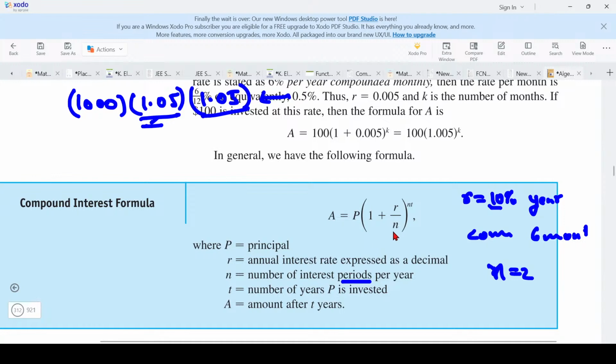Instead of saying 6 months, he is saying 2 times per year. It doesn't matter. So if it is 10, two times per year is 10 by 2. And for 2 years, let's say, then 4 times you will multiply this. That's it. This is what he is saying.